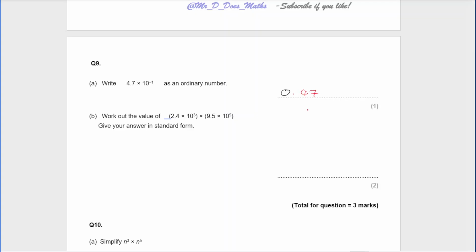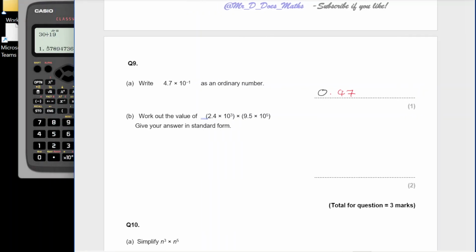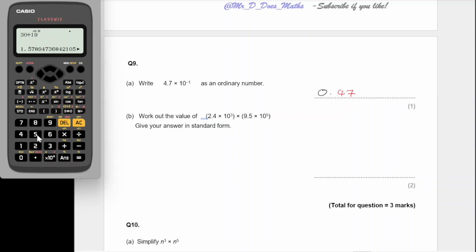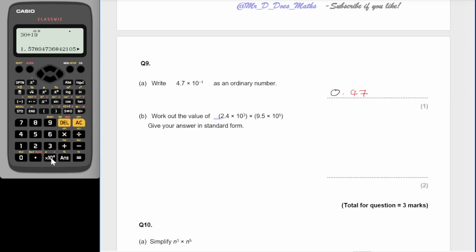Work out the value of this, giving your answer in standard form. So this is the first one where I'm going to bring my calculator in. Should be nice and ready. Right. Modern calculators have a really nice standard form button here, so I'm going to use that. And I'm going to put it in brackets, although technically speaking I don't need the brackets, but I always find it useful to put them in just in case. Times 9.5 times 10 to the 5.